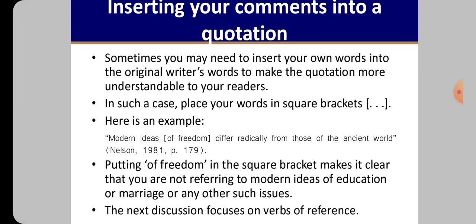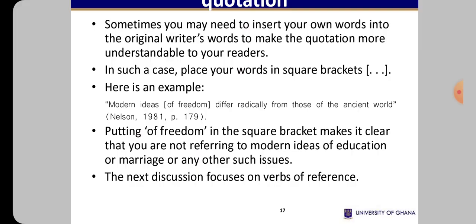That is one of the things we should also do. Sometimes you may need to insert your own words in the original writer's words to make the quotation more understandable to your readers. In such a case, place your words in square brackets. Sometimes when you are reading some book, you will see they place some words in square brackets, especially the Bible. If you normally read the Amplified Bible, you see they normally place some words in square brackets.